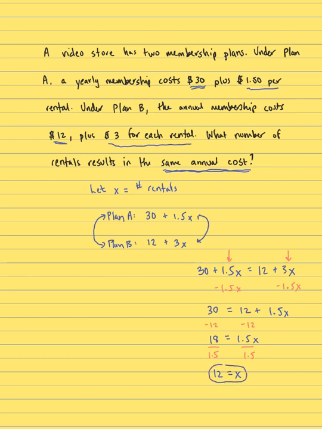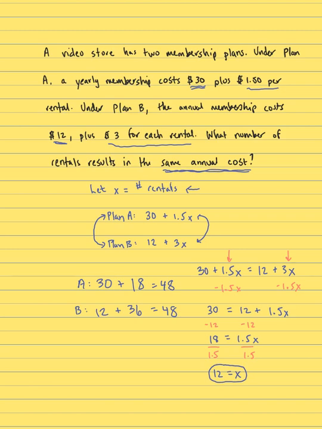Okay, now let's take a moment to think about what that actually means. X was the number of rentals, right? So that means if we rent 12 movies, plan A is going to cost the same as plan B. Let's check that out. For plan A, we're paying $30 plus $1.50 per movie times 12 movies is $18. So we're going to end up paying $48 in plan A. And for plan B, we're paying $12, but we're paying $3 per movie, and we've got 12 movies, so that's 36, plus 12 is 48, so there you go.